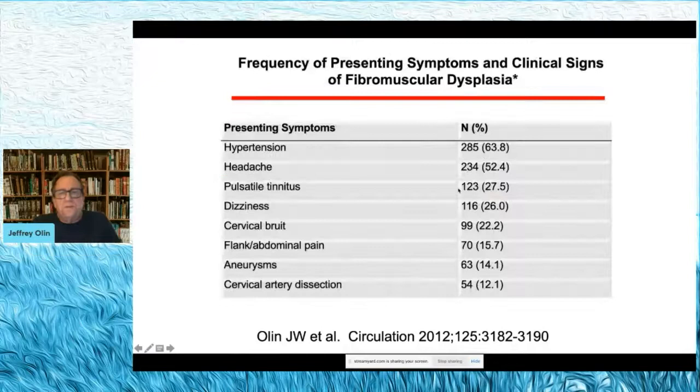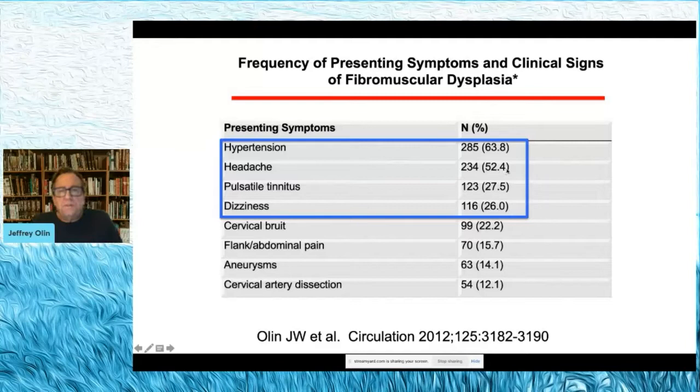60% had hypertension, 50% had a headache, of which migraines predominate. And the same gene occurs with migraine headaches as occurs with FMD. You'll hear more about that later. 27% presented with pulsatile tinnitus. But how often do doctors ask their patients, do you have any ringing of your ears? Do you have any swooshing or whooshing in your ears? And then some patients present with dizziness.